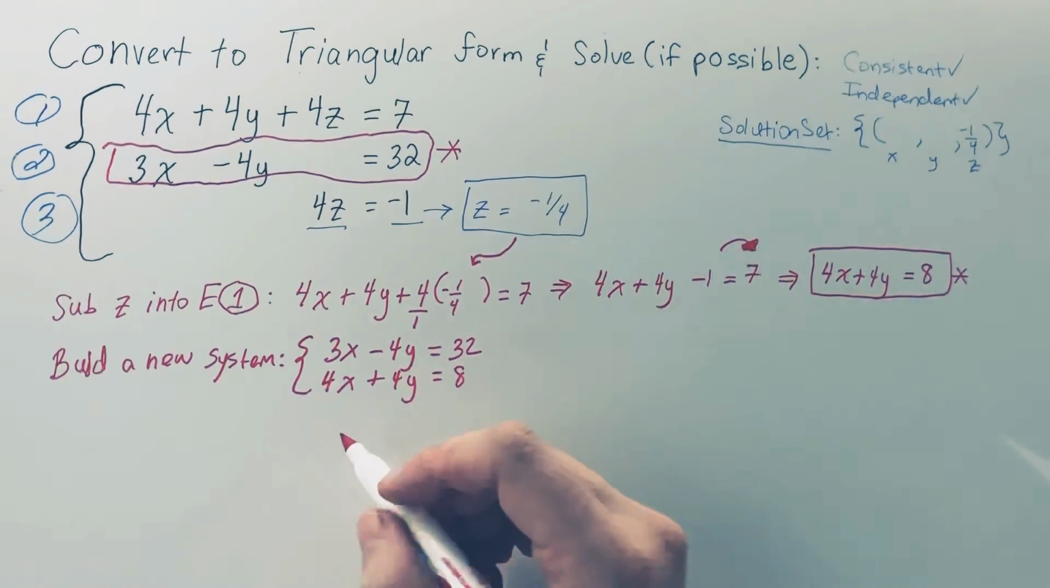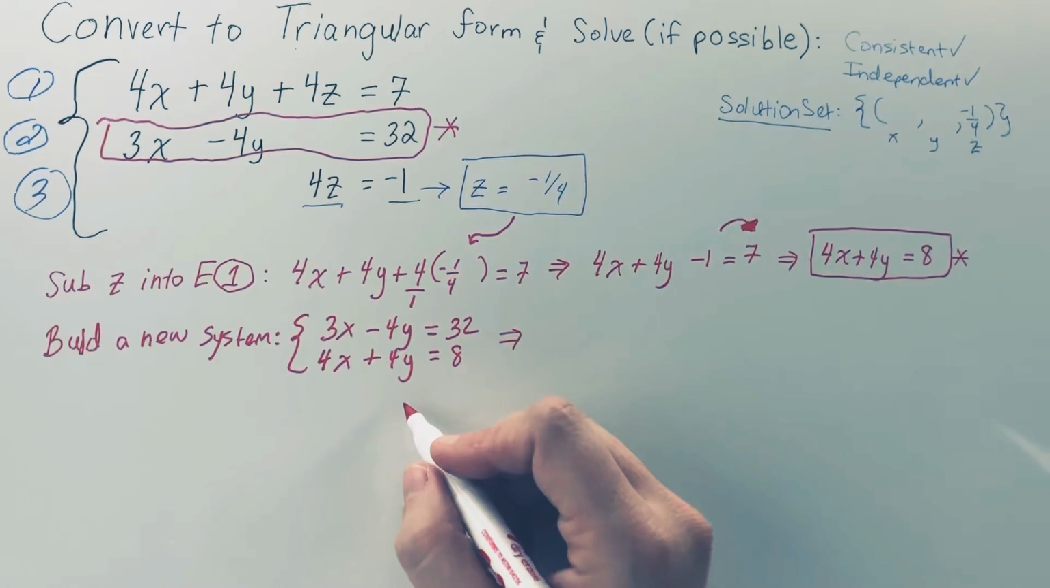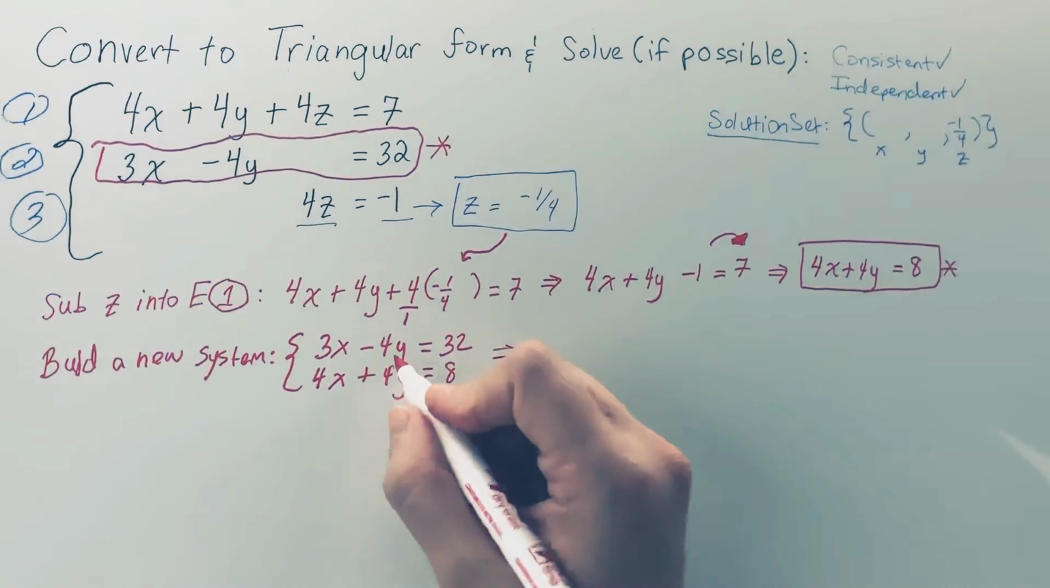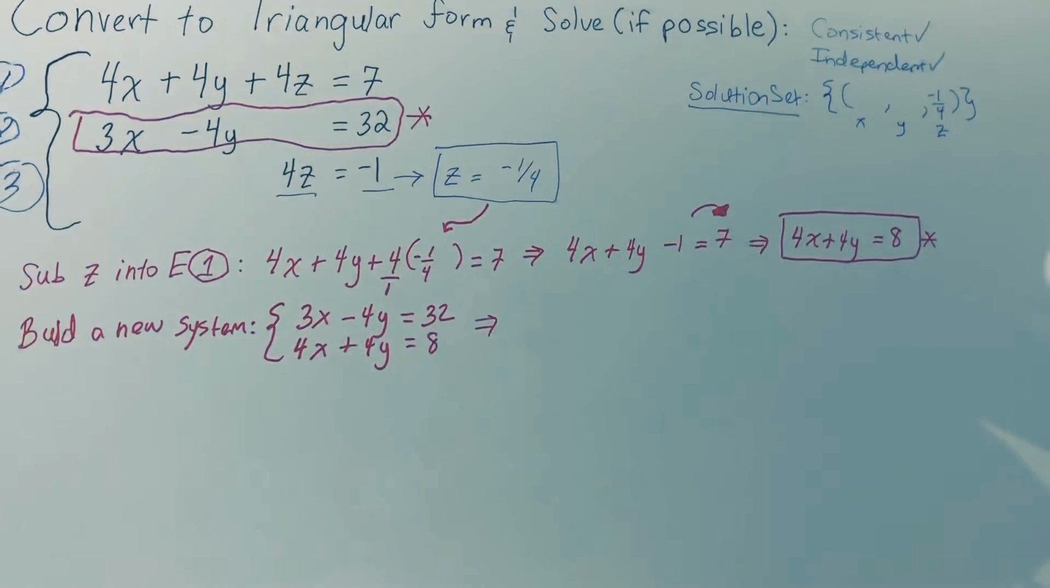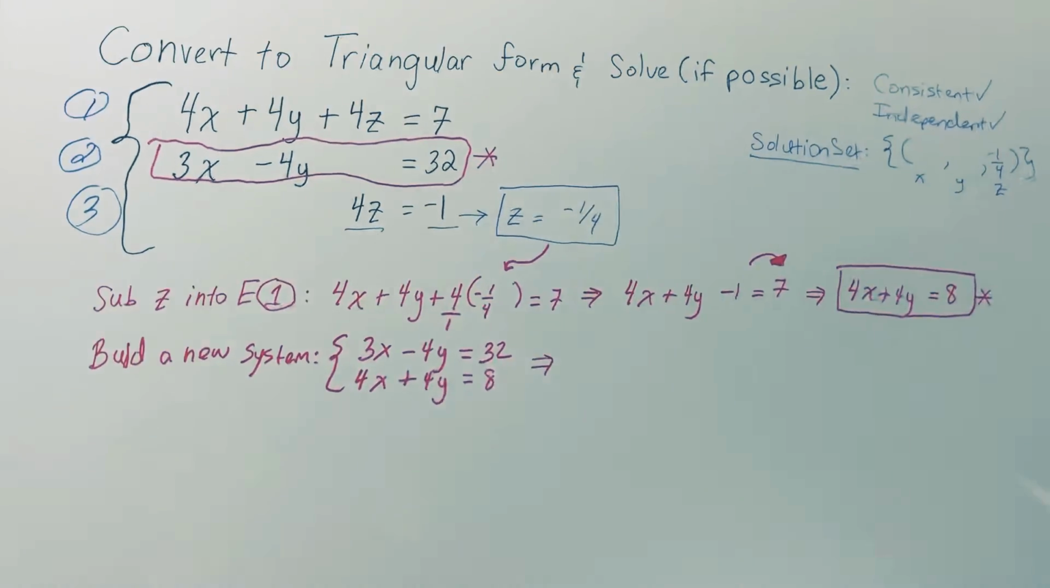Okay, so what I want to do now after I built my new system is solve the system for x and y if possible. Again, if possible. To do that, I could use substitution or elimination. I noticed that I already have a really nice setup here where I have a positive 4y and a negative 4y. So I'm going to use that to my advantage.